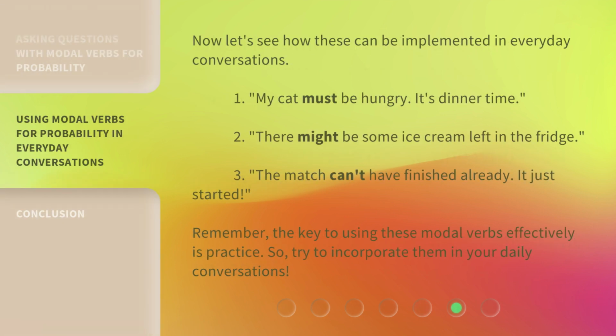Now let's see how these can be implemented in everyday conversations. 1. My cat must be hungry. It's dinner time. 2. There might be some ice cream left in the fridge. 3. The match can't have finished already. It just started. Remember, the key to using these modal verbs effectively is practice. So, try to incorporate them in your daily conversations.